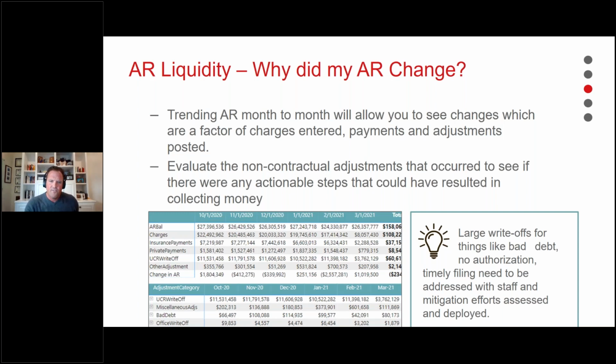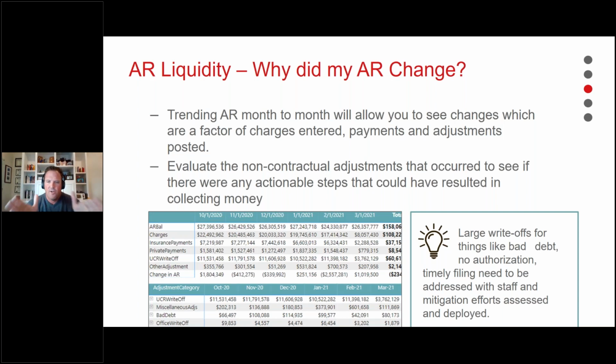Then I'm going to go back to February and say, man, I had other adjustments of 700,000 and 500,000 the month before. What is adjusting on my AR that's not considered a contractual allowance? And then the next question is, what could be the reason for that? Are these avoidable write-offs? Are these bad debt write-offs? Denials, what are they?